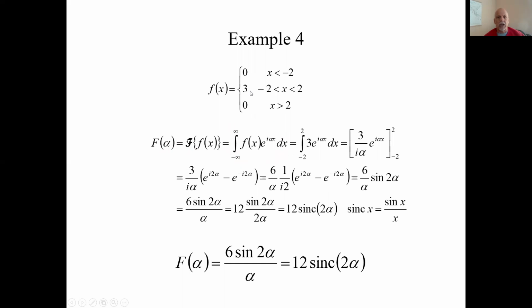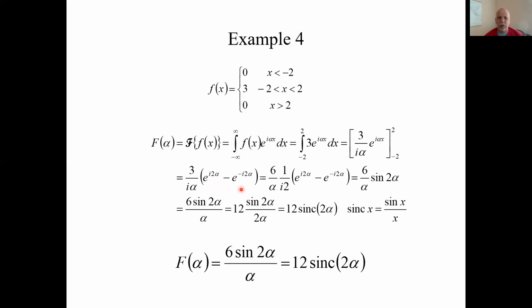So f of x is just a constant 3, but only between -2 and 2. So we integrate that from -2 to 2. And this is just an integral you can take without resorting to tables, so I'm not going to go through that. So here's the answer. But we want to go a little bit further. For one thing, we don't like complex or imaginary numbers in the denominator, and we also like to simplify if possible.